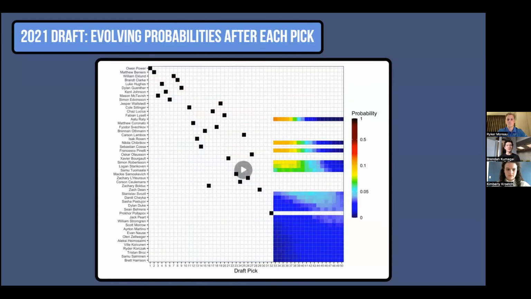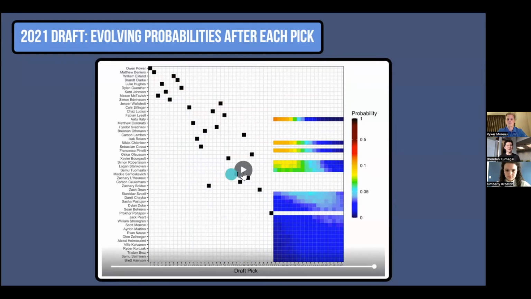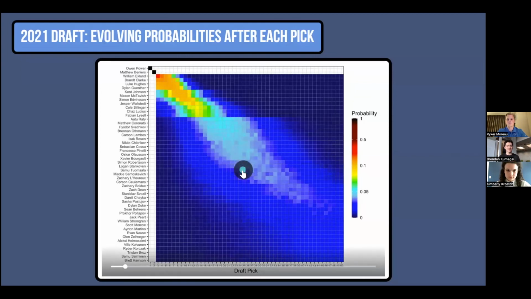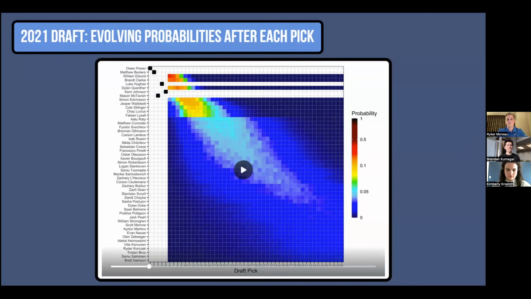As an output, we get this cool GIF inspired by Brian Burke and the analytics team at ESPN with their draft probability tool. Let's run through it again and stop after pick number 5. Here we can see that the probability that William Eklund is selected in the next 4 picks is extremely high since he's the best player left on the board.